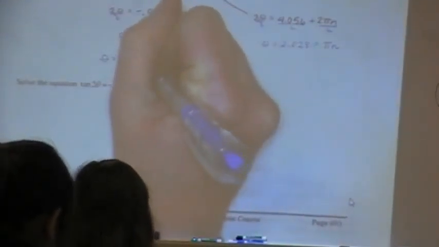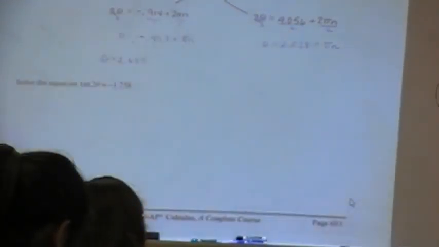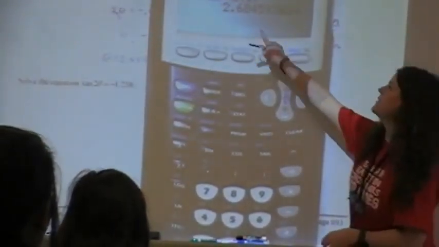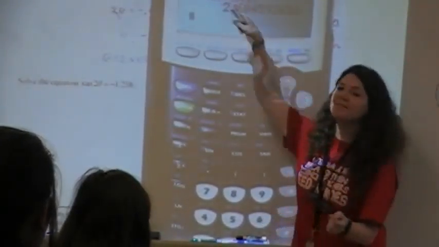That gives me 2.685, which, just so you see, I plugged it in my calculator like this. I know that's just pi, but the main reason I did that is because now I'm just going to go up and edit it and change it to 2.